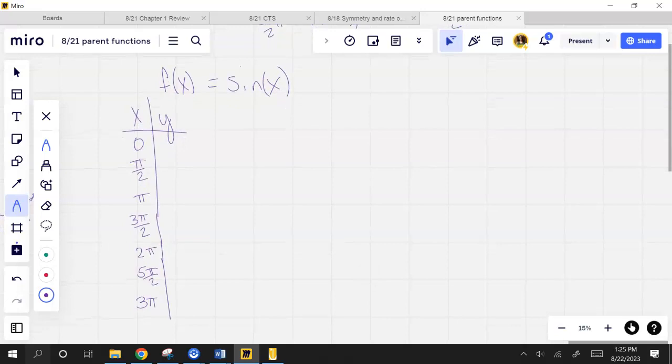The sine of 0 is 0. The sine of pi over 2 is 1. The sine of pi, look at your graph. 0. Thank you, Slade. Look at your graph. Look at the graph on your paper. On your paper. I can't read that.